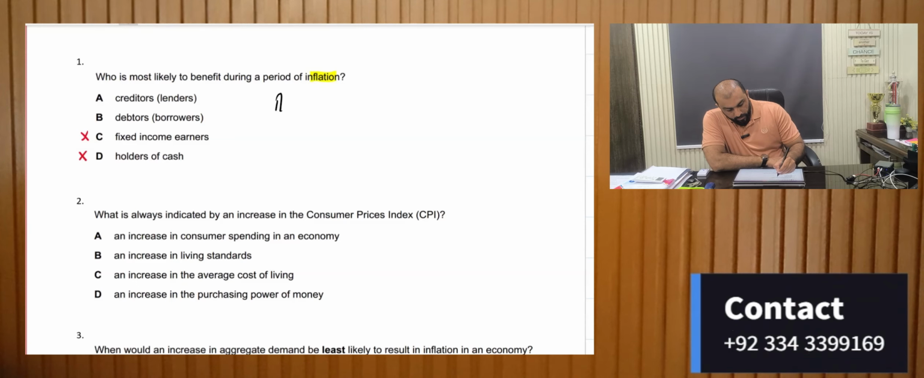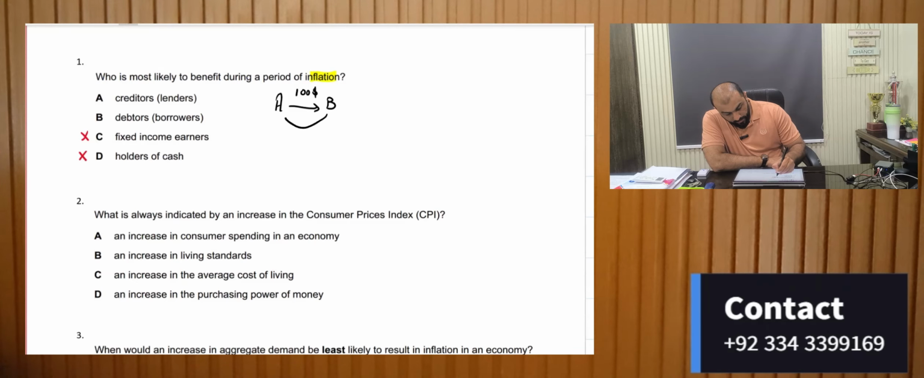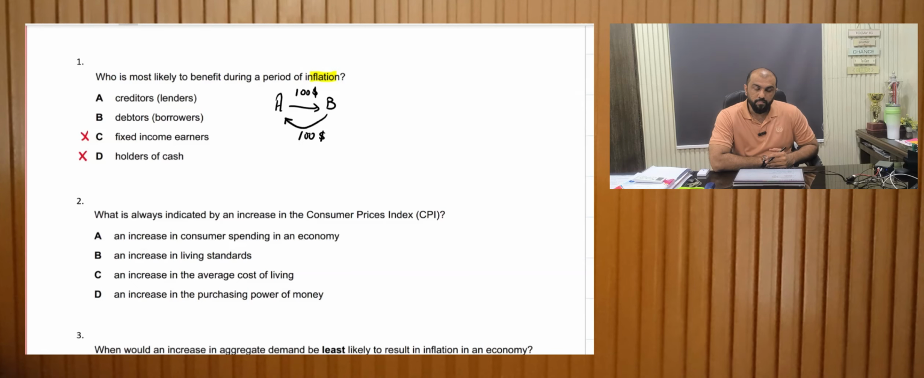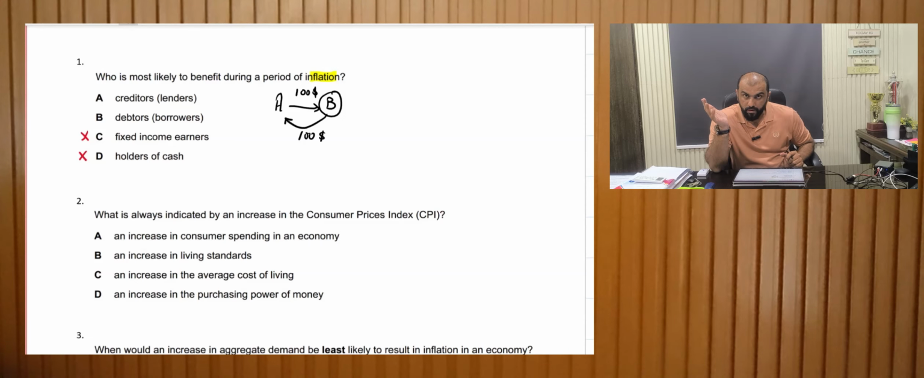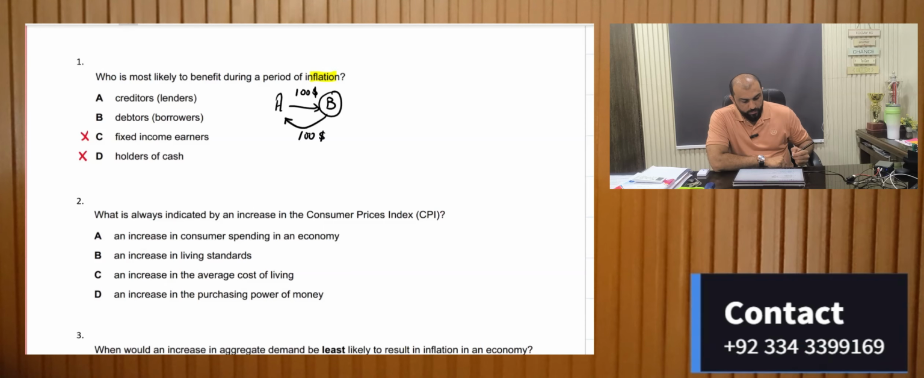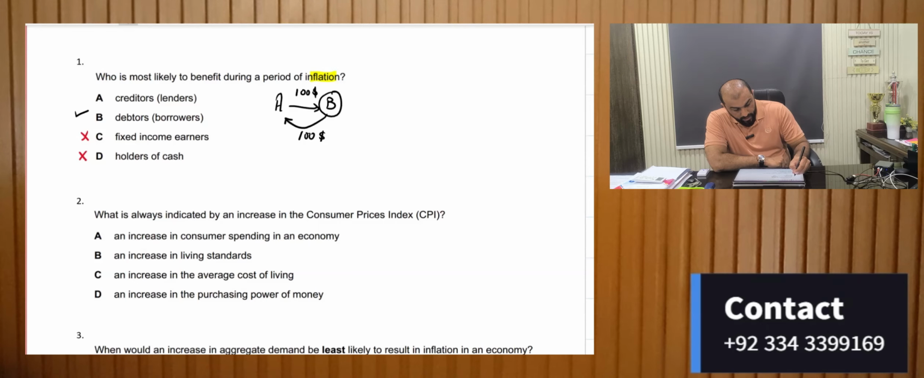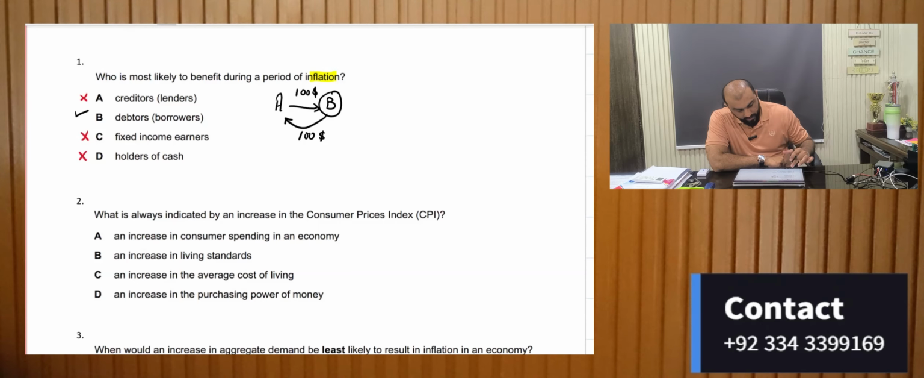Let's look at an example. For example, A lends money to B, $100 today, and B returns $100 after the year, and there was inflation. Now B returned $100, but the purchasing power was less. Hence, B, who borrowed the money, was at an advantage, and A, who lent the money, was not, because he gave $100 with a higher purchasing power and received $100 with a lower purchasing power because of inflation. So who would benefit? The borrower would benefit and the lender would not benefit.